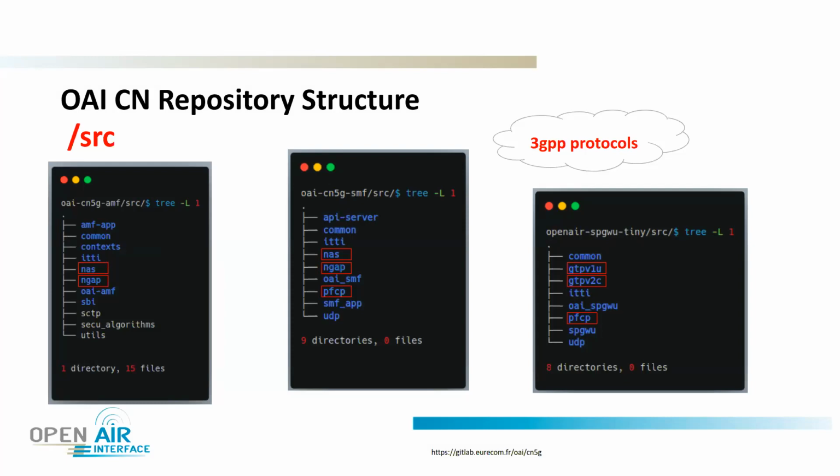If you open any of the repositories in src, you will see the protocols which we were talking about, like NAS, NGAP, PFCP, or GTPv1-U. We have a dedicated repository for each of these. So we'll find the implementation of those protocols in the respective repository.